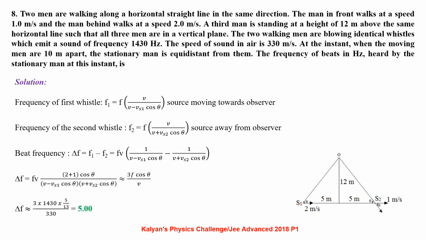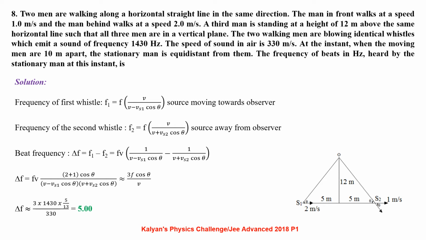Two men are walking along a horizontal straight line in the same direction. The man in front walks at a speed of 1 meter per second and the man behind walks at a speed of 2 meter per second. A third man is standing at a height of 12 meter above the same horizontal line such that all the three men are in a vertical plane. The two walking men are blowing identical whistles which emit a sound of frequency 1430 Hz. The speed of sound in air is 330 meter per second. At the instant when the moving men are 10 meter apart, a stationary man equidistant from them, the frequency of the beats heard by the stationary man at this instant is?